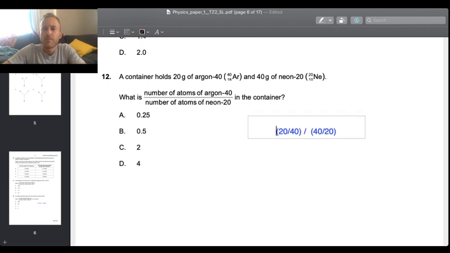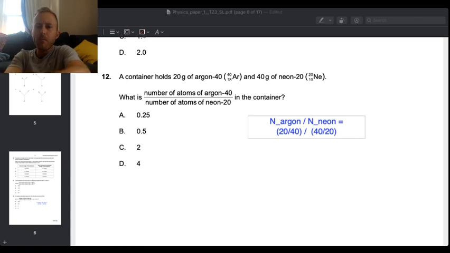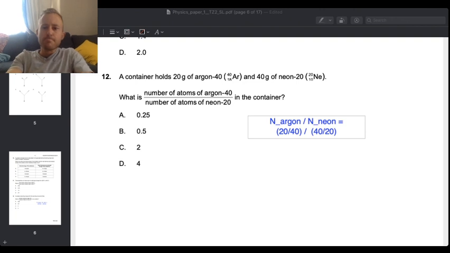So the number of argon divided by the number of neon is going to be, well, there's 20 grams at 40 grams per atom. All right, I'm back with number 12, which has been a 10-minute problem.